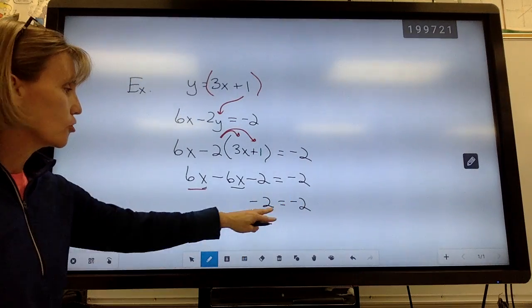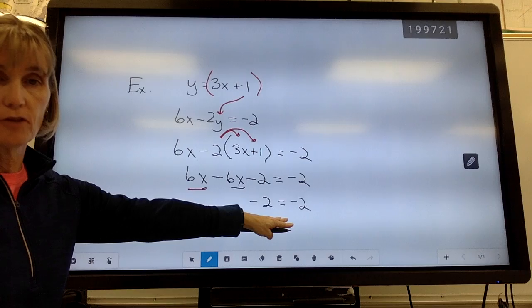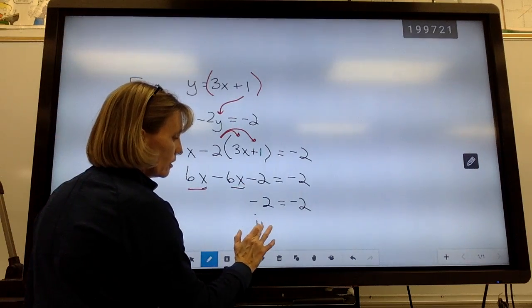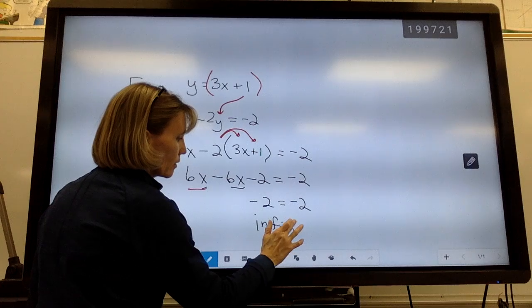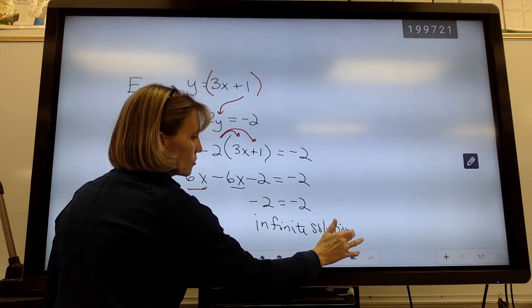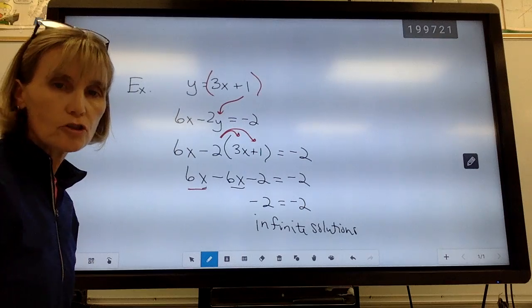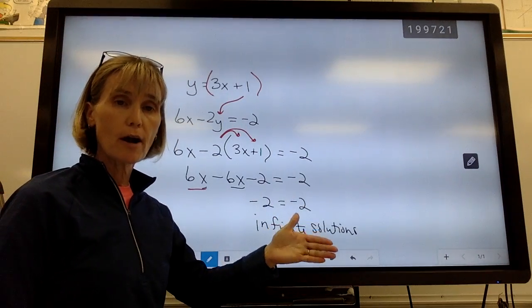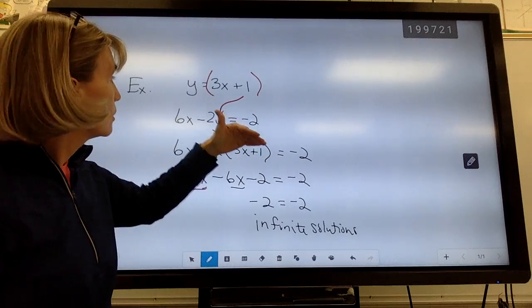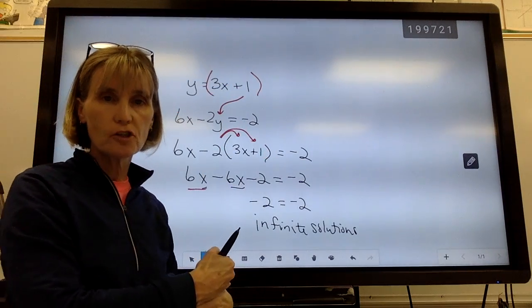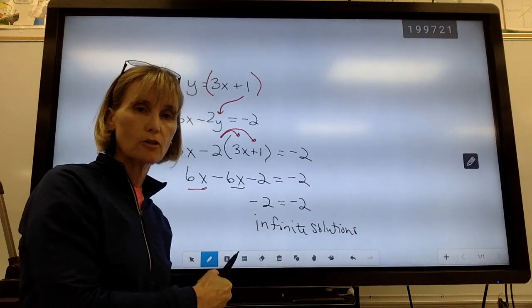Is that a true statement? Does negative 2 equal negative 2? Because that's true, you would say infinite solutions. There are going to be many solutions, too many to count. That's like if I were graphing that top equation and then graphing the other; they would graph right on top of each other. That's an infinite solution.